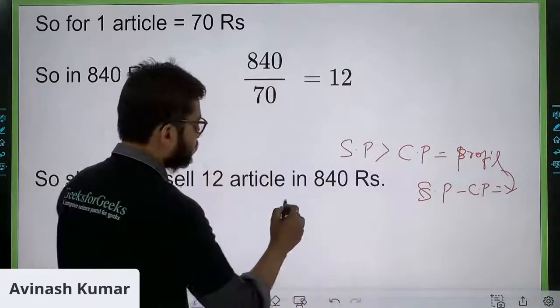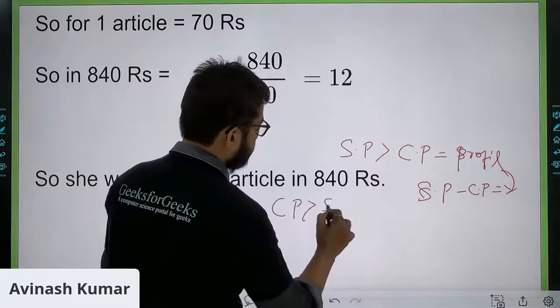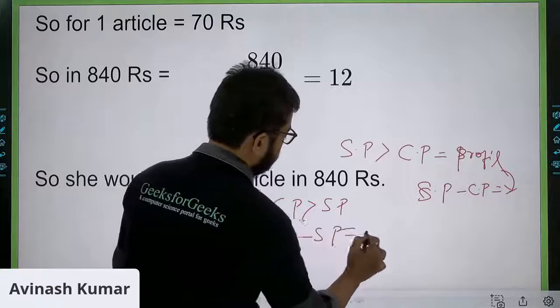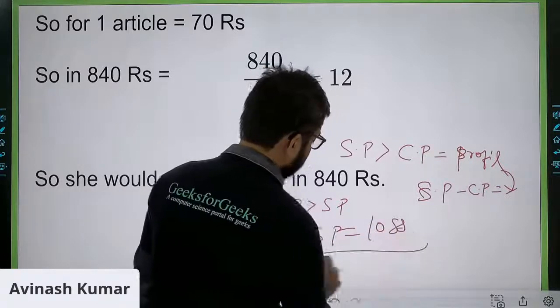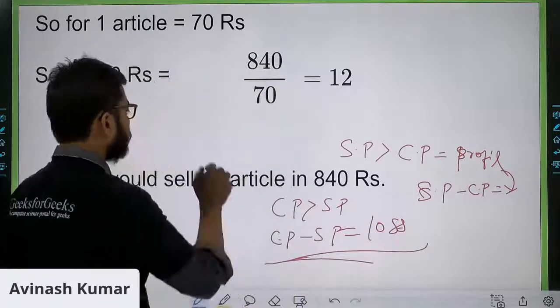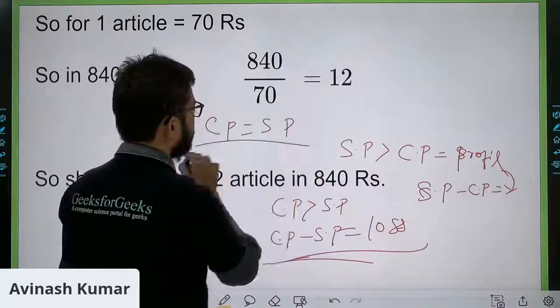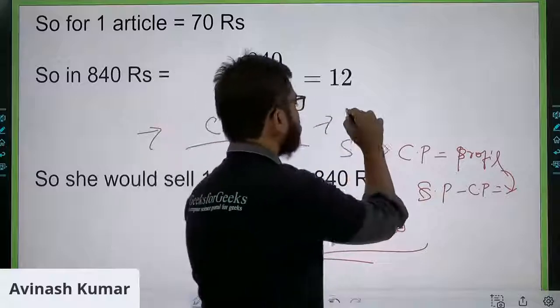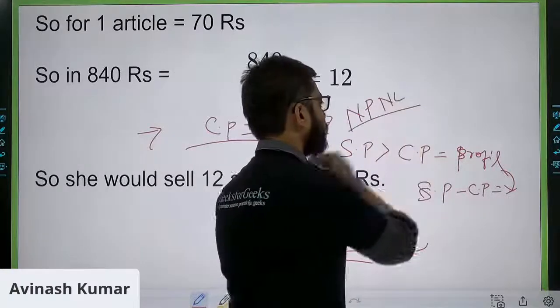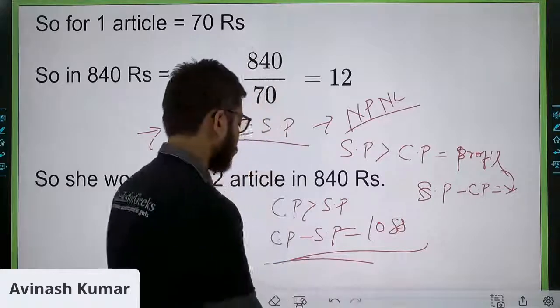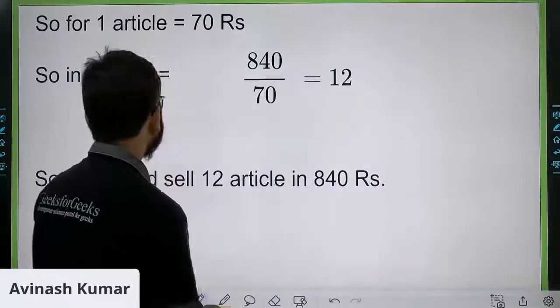In another case, if the cost price is more than the selling price, then cost price minus selling price is the loss case. The third one is if the cost price is equal to the selling price. In that case we have the no profit no loss case, where whatever the cost price is, it is the selling price. Okay, let's move to another question.